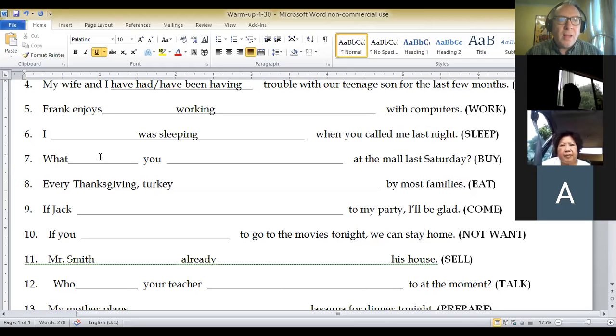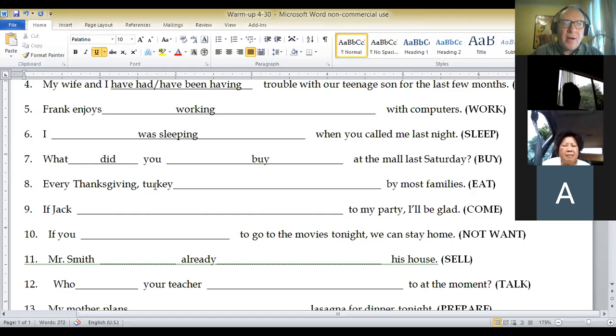Let's see. The next one, what at the mall last Saturday? Last Saturday is past. So what did you buy? What did you buy? Right. What did you buy? Very good. Did you buy? B-U-Y. Oops. Too many U's. There we go.